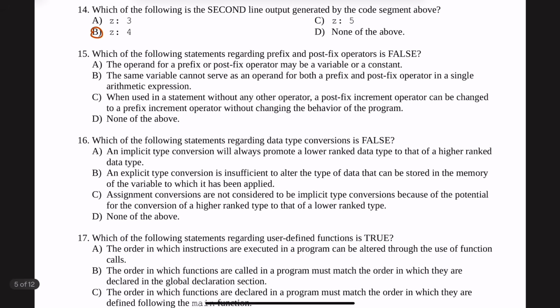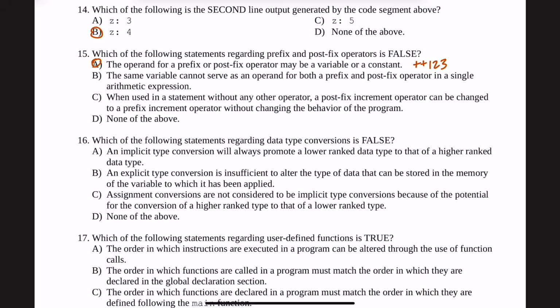Question 15. Which of the following statements regarding prefix and postfix operators is false? A. The operand for a prefix or postfix operator may be a variable or constant. So we can't do something like plus plus 1, 2, 3, right? 123 is a constant number. It's not something we can change. It's not mutable. It's not a variable. So this is going to be false.